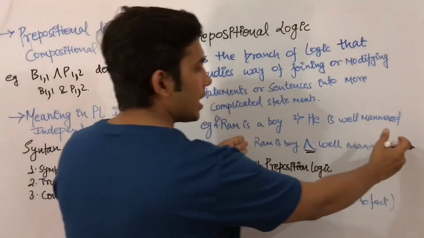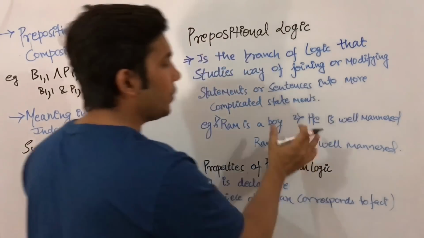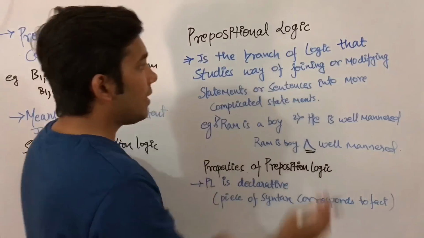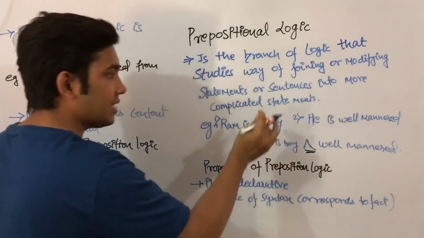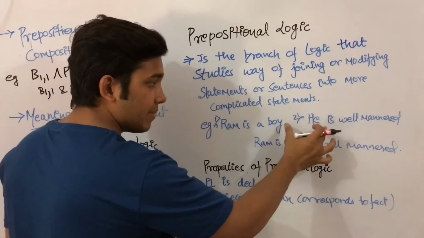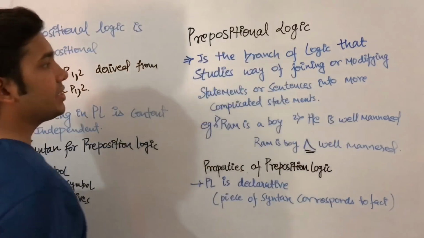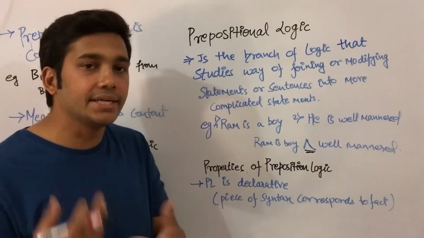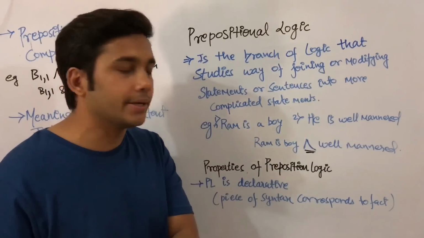So now this statement gives another meaning: Ram is a boy and well mannered. In propositional logic, it is a way of studying logic to join or modify statements or sentences. Here there were two statements, and now we have joined them into a single sentence: Ram is a boy and well mannered. So propositional logic basically joins or modifies statements or sentences into one or more statements that are more complicated.